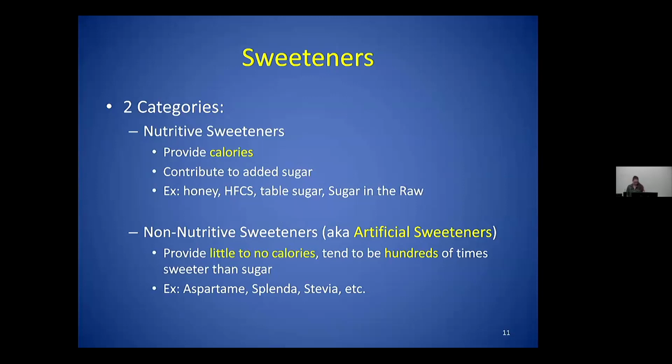There are some examples, and we will go through these, but a couple are aspartame, Splenda, and stevia, which are pretty well known. Some manufacturers actually label artificial sweeteners as natural, and some of these do come from natural sources, like stevia comes from the stevia plant, but it is extracted from the plant and processed and refined in a way that is no longer natural. So they become the sweeteners that we know through that process.